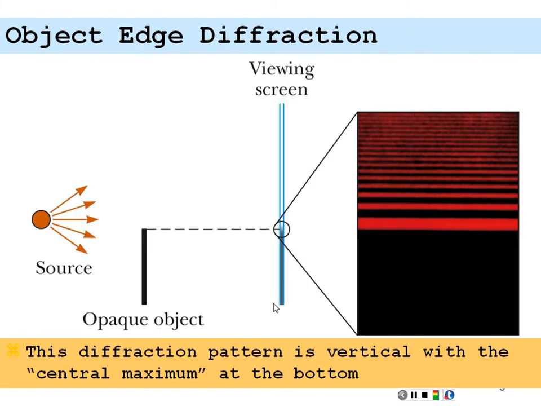Here's the result for object edge diffraction. You have a central maximum, but you only see half of the whole interference pattern as it progresses upward from that point. So the diffraction pattern is vertical from this so-called central maximum that's at the bottom.